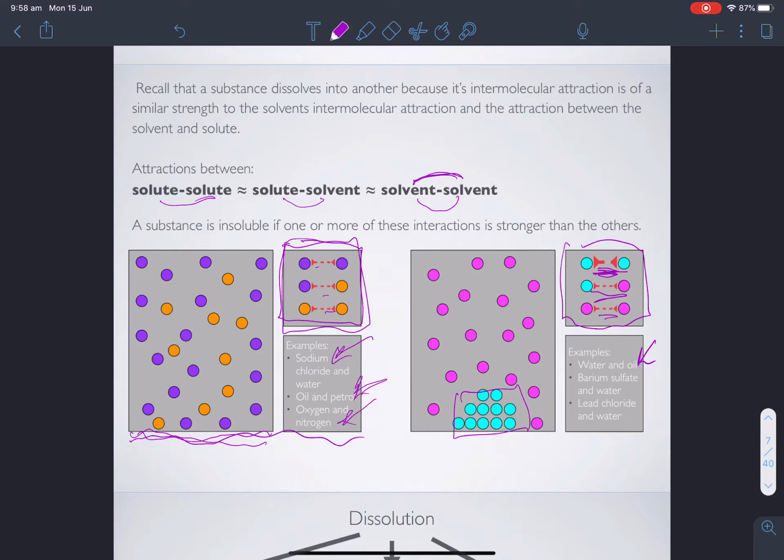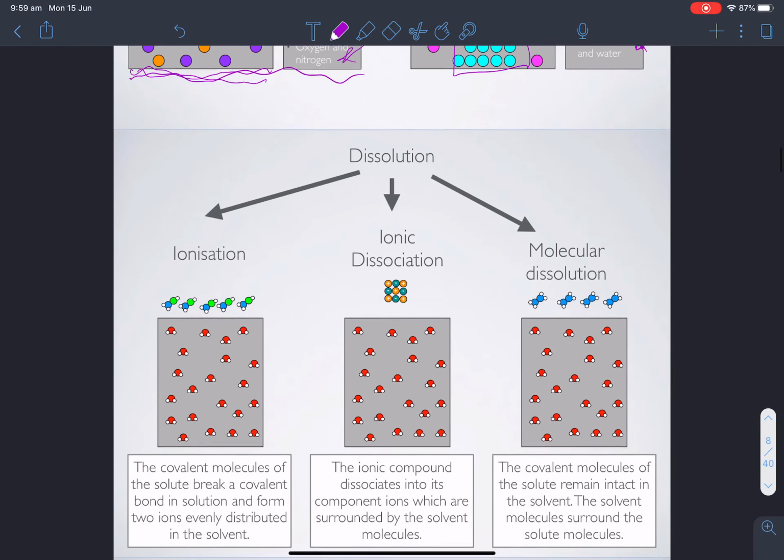Barium sulfate and water. Barium sulfate's insoluble in water, and so is the next example, lead chloride, insoluble in water. So with those ones that are insoluble in water, these two here, the two salts, the attraction between the barium and the sulfate and the lead and the chloride is so much stronger than the attraction between the water and those. So they just stick together. Okay.